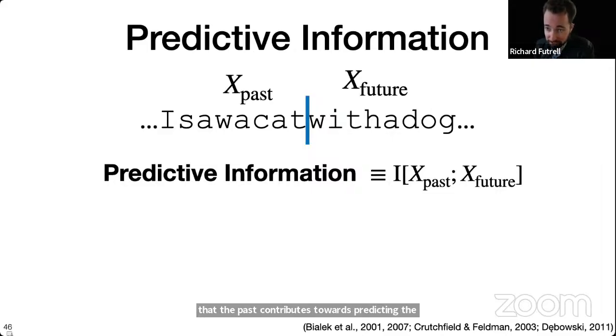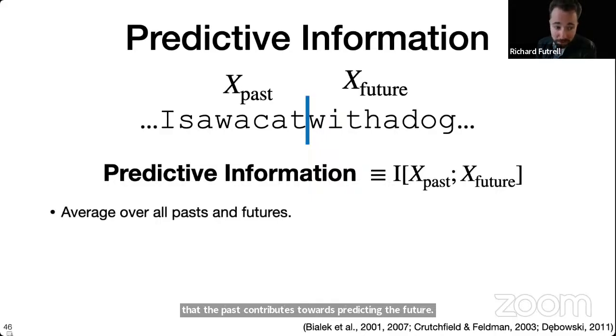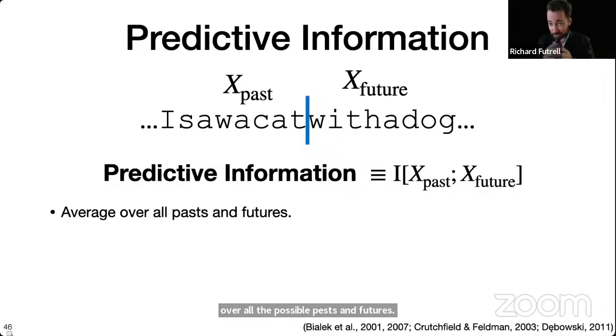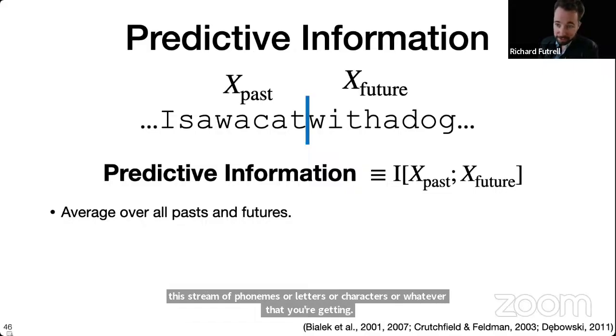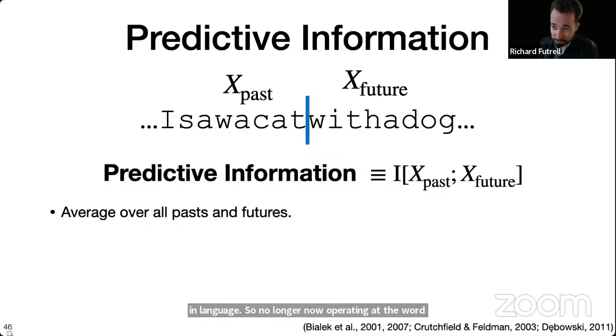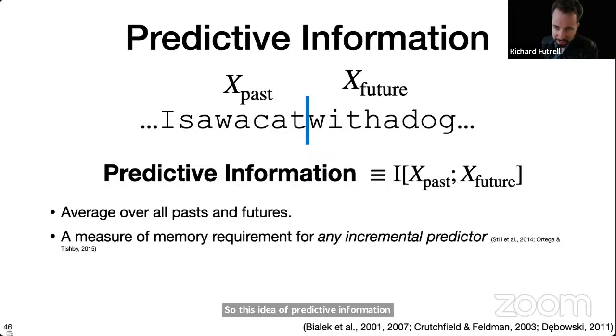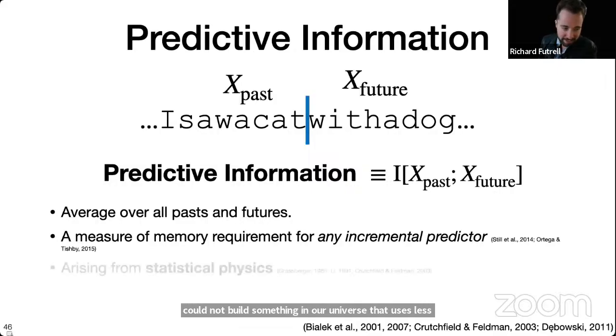This is the same mutual information measure as before, although now it's an average over all the possible pasts and futures within this stream of phonemes or letters or characters or whatever that you're getting in language. So no longer operating at the word level, but now at the smallest possible units. So this idea of predictive information is a measure of memory requirement that has to hold for any incremental predictor. Any incremental predictor that predicts as well as it could has to store at least this much information in memory. You could not build something in our universe that uses less information than this and still predicts optimally.